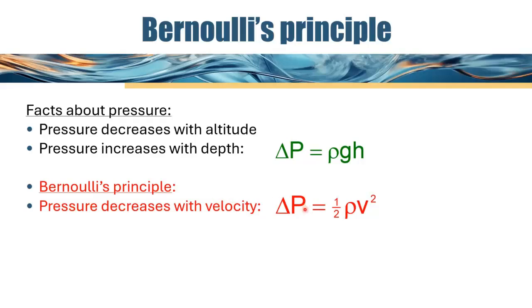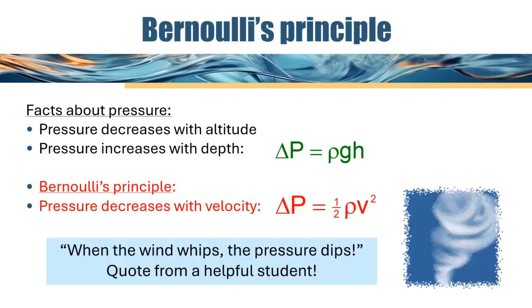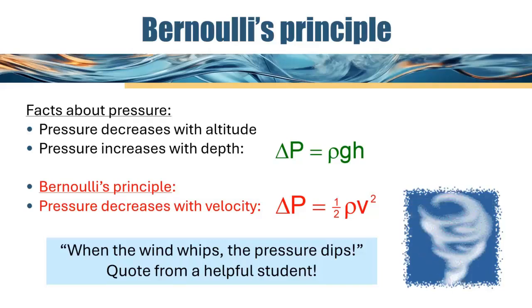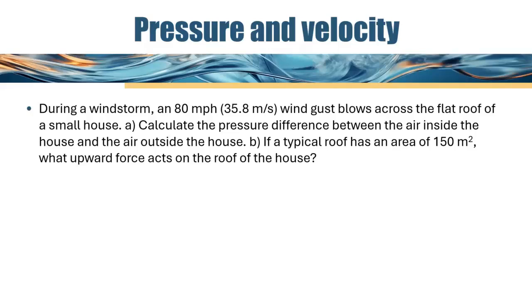And Bernoulli's equation is that the change in pressure is going to be equal to 1/2 times rho, meaning the density of the fluid, times the velocity of the fluid squared. I once had a student who said, "So when the wind whips, the pressure dips." And it's been a great memory tool. But I do want to point out that it's not only wind, it also applies to all fluids. Let's look at an example involving pressure and velocity.